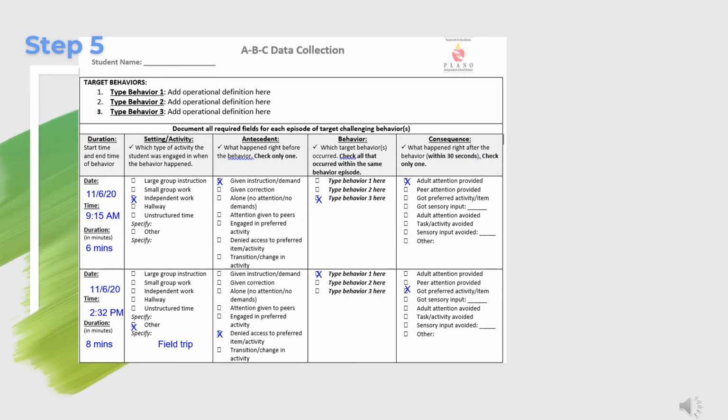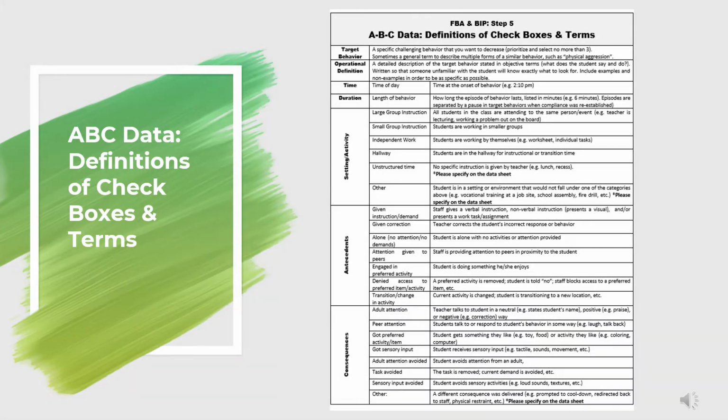Here's an example of a completed ABC data collection form. As you know, taking ABC data consistently and accurately is critical to identifying the correct behavioral functions. To further support you through this step of the FBA process, we've included some resources to support you and your teams in collecting your ABC data.